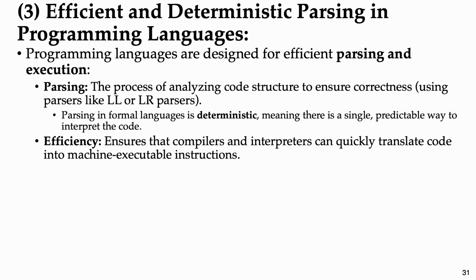Efficiency is one aspect of programming languages. Programming languages are designed to be efficient to parse, understand, and execute. Parsing is the process of understanding the code structure to ensure correctness of the execution. LL (left-to-right) and LR parsers are very common types of parsers that we use. They are very efficient, so compilers and interpreters can quickly translate the given code into some other form of code.